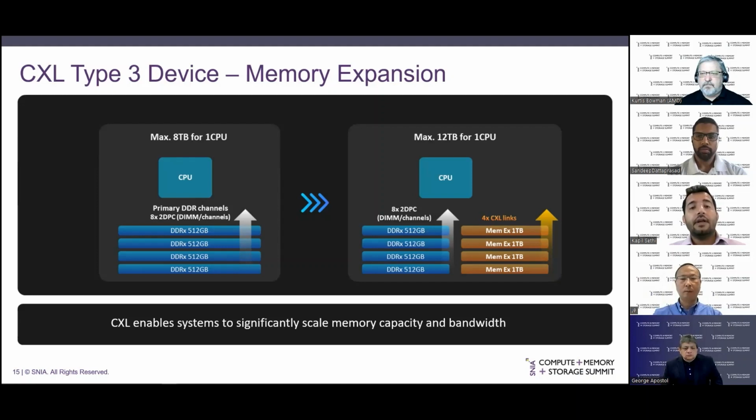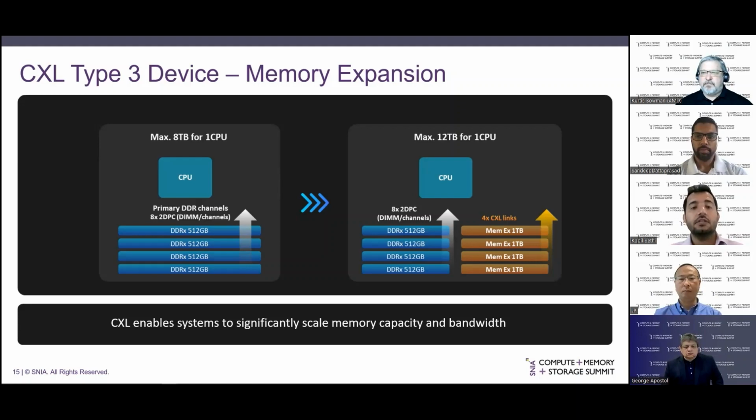Now, let's look at how memory density and bandwidth can be scaled using a Type 3 CXL memory expansion device. So on the left side of the slide, we have a hypothetical system which includes a CPU with 8 DDR channels, considering a 2 DIMMs per channel system and each DIMM being 512 gigabyte. The total memory density of the system is 8 terabyte. Now, on the right side of the slide, in addition to the 8 DDR channels, we also have 4 CXL links, with each link supporting up to 1 terabyte of memory.